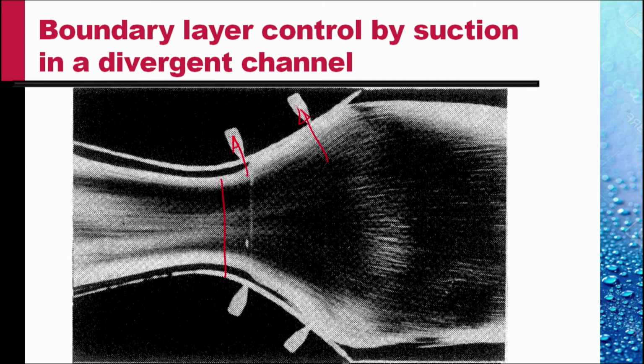We turn on both sides, and now we have made the channel flow full. Of course, we have to spend energy in sucking off the boundary layer, but that is a small fraction of the energy that we save when we reduce the losses in the diverging portion.